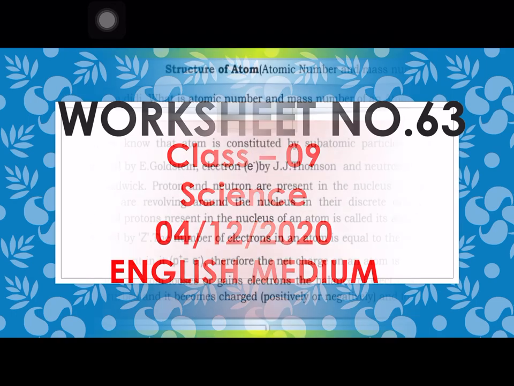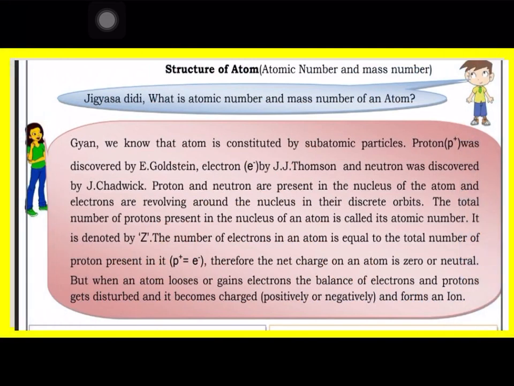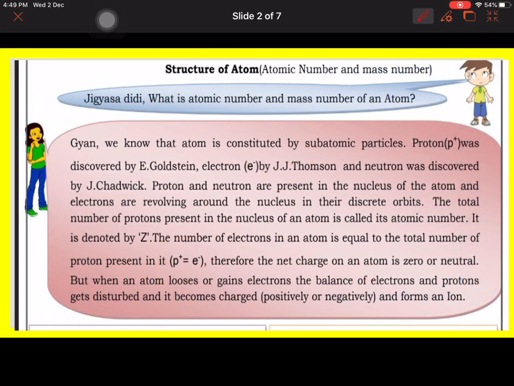In today's worksheet, we are going to discuss about the atomic number and mass number. That means परमाणु संख्या और द्रव्यमान संख्या के बारे में बात करेंगे. What is atomic number and mass number of an atom? Gyan is asking her sister Jigyasa.